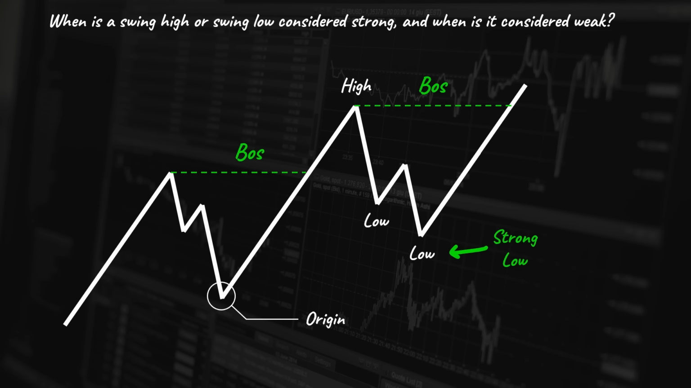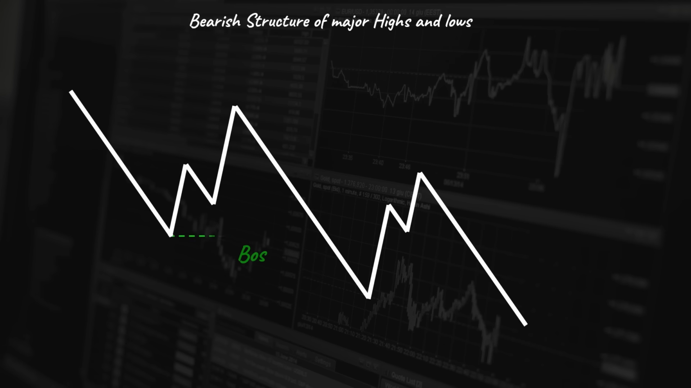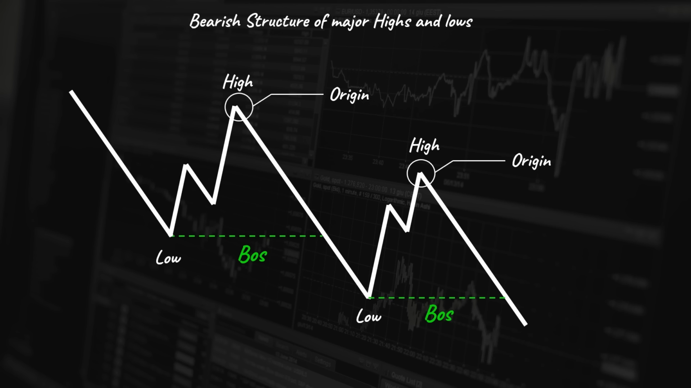These points, when they are formed, are referred to as origin points, the points that were the source of impulsive movements in the uptrend. To identify a reversal, we examine the origins, and breaking below the last origin is sufficient for us. The same concept is applied to bearish scenarios. In a downtrend, strong highs are areas where the break of structure movements originate, the points that were the source of impulsive movements to the downside. Breaking above the recent origin point signals a shift in market momentum.